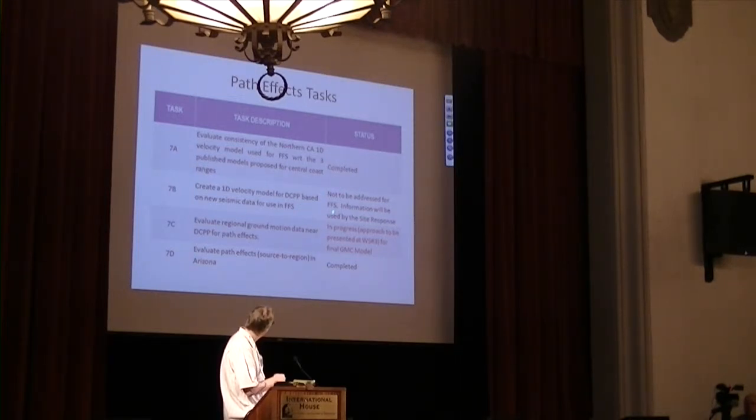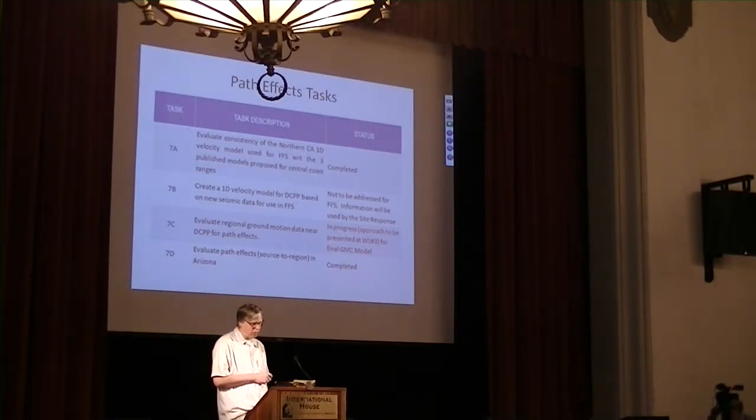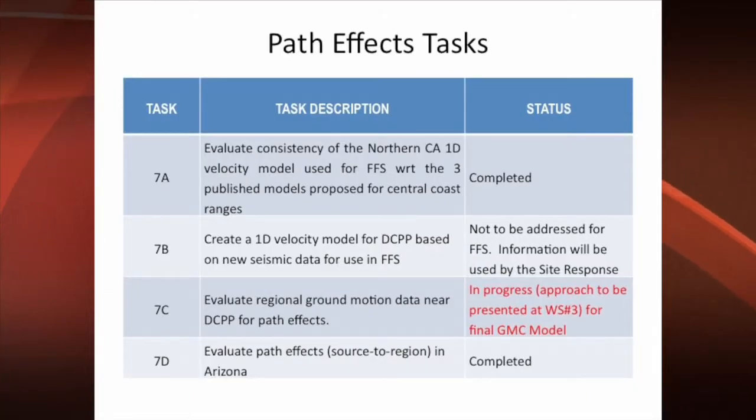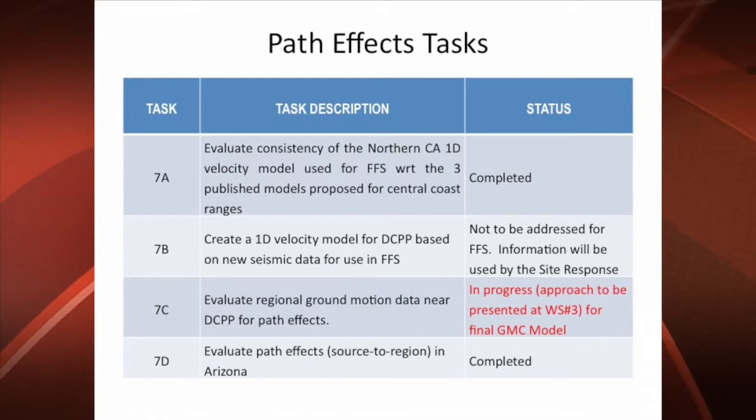However, the information from the velocity structure at Diablo Canyon, which was compiled as part of the source characterization, will be used for the analytical calculations of site response. Then we had regional ground motion data near Diablo Canyon for path effects. This is in progress, and I'll show the data that's available for that on Wednesday. And then path effects evaluations for Arizona will be shown at this workshop, and that's for the large distant California sources.